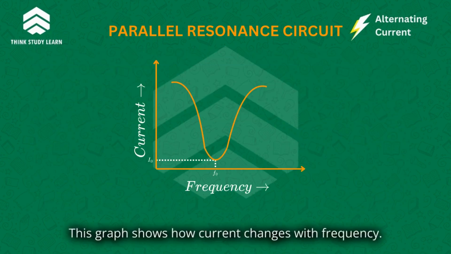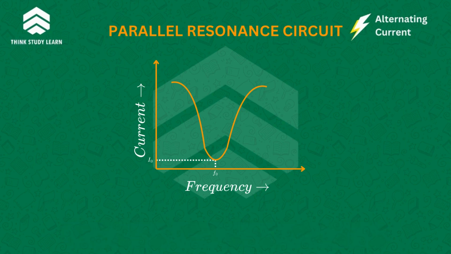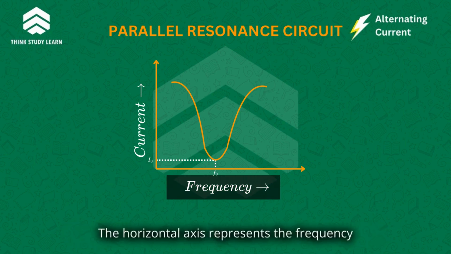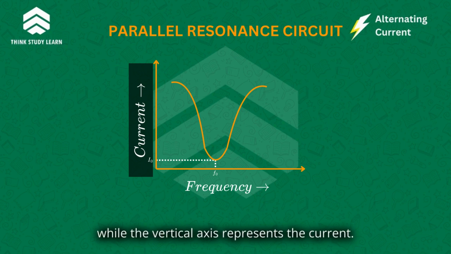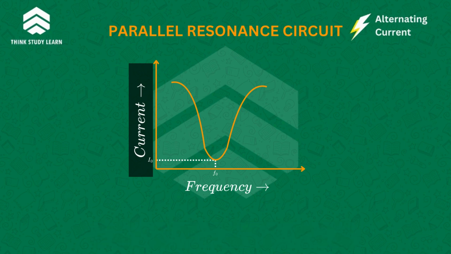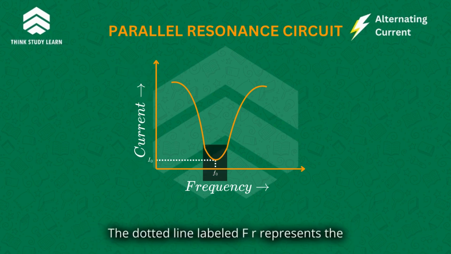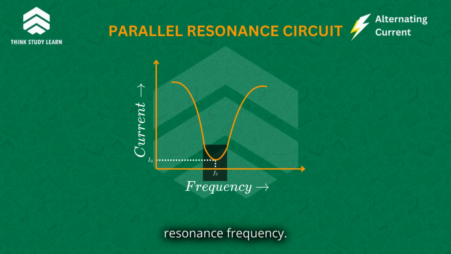This graph shows how current changes with frequency. The horizontal axis represents the frequency, while the vertical axis represents the current. The dotted line labeled Fr represents the resonance frequency.